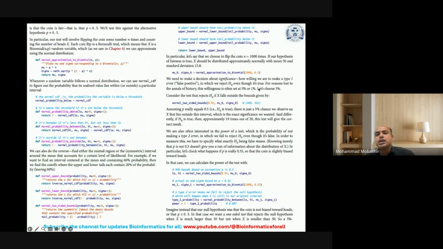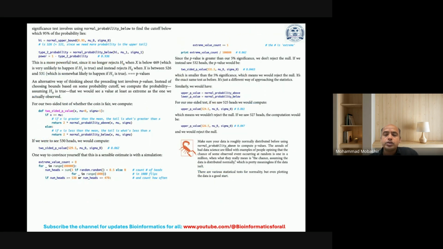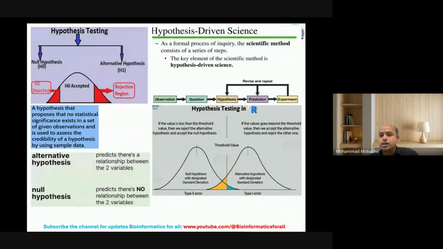Now, some of the coding is quite straightforward. You can write this code with if-else commands. So you don't need any big or complex mathematical understanding for implementing hypothesis testing. So these are the examples for hypothesis testing.